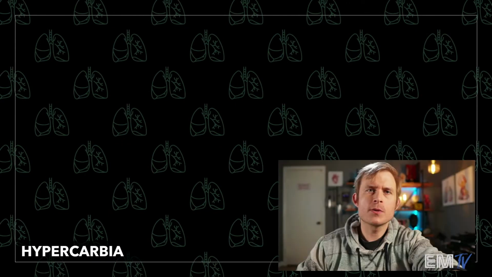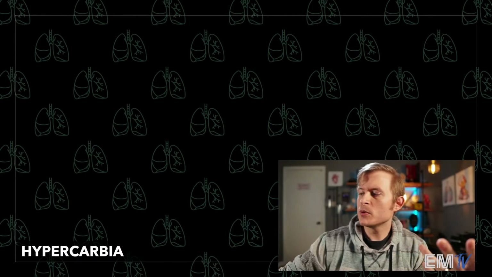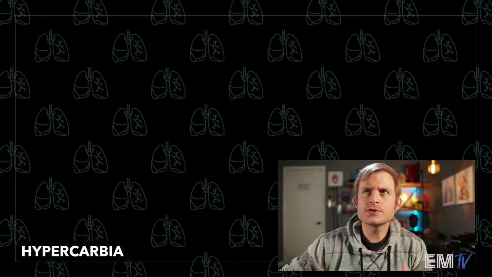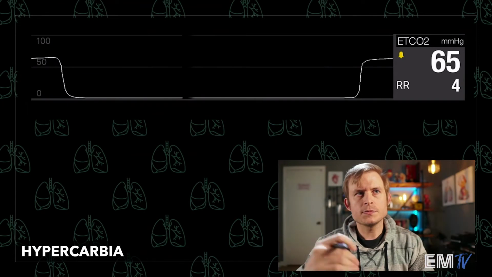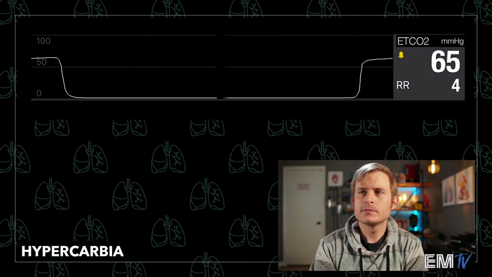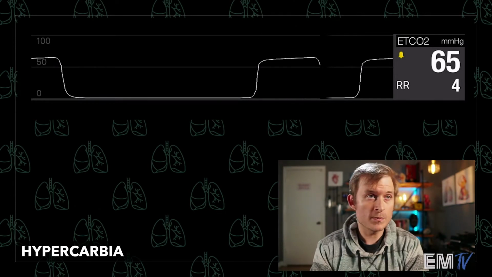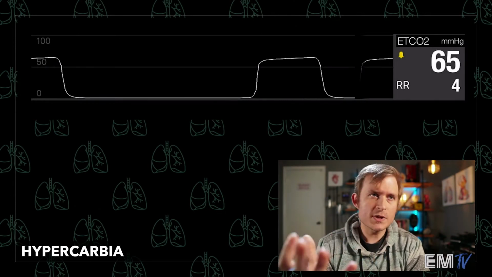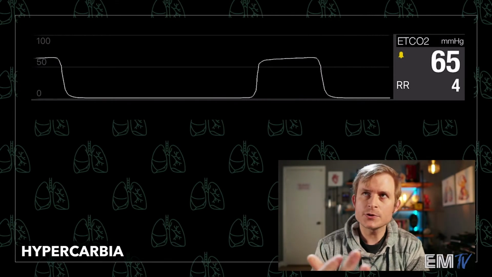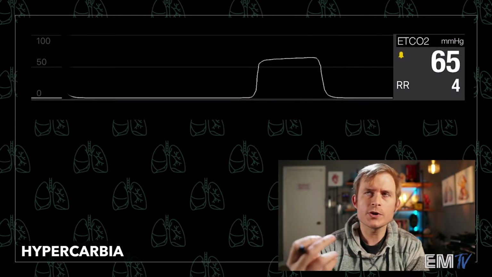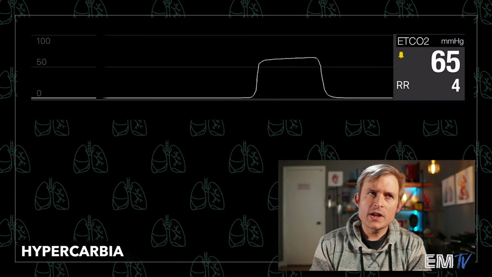This next waveform is an example of hypercarbia, which means your patient is holding on to too much CO2. So let me show you what that looks like. Now, in this particular example, you'll notice the respiratory rate is very slow. So this would be like a bradypneic patient or a near apneic patient, because the respiratory rate is somewhere near 4 to 6.